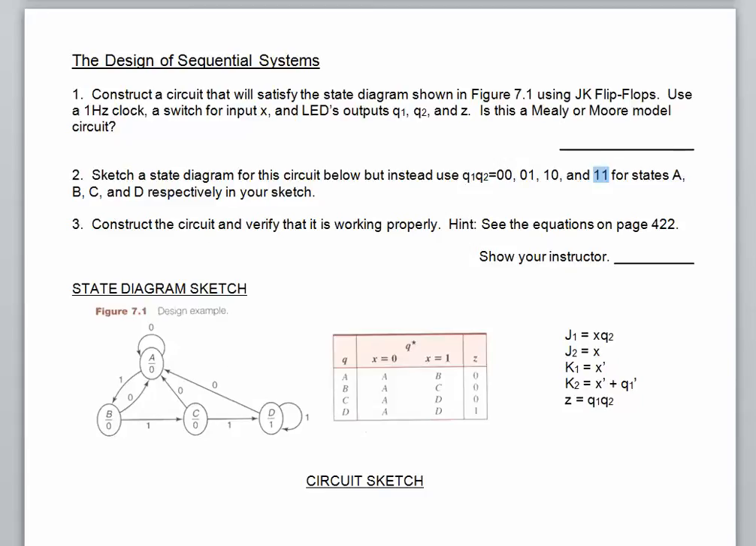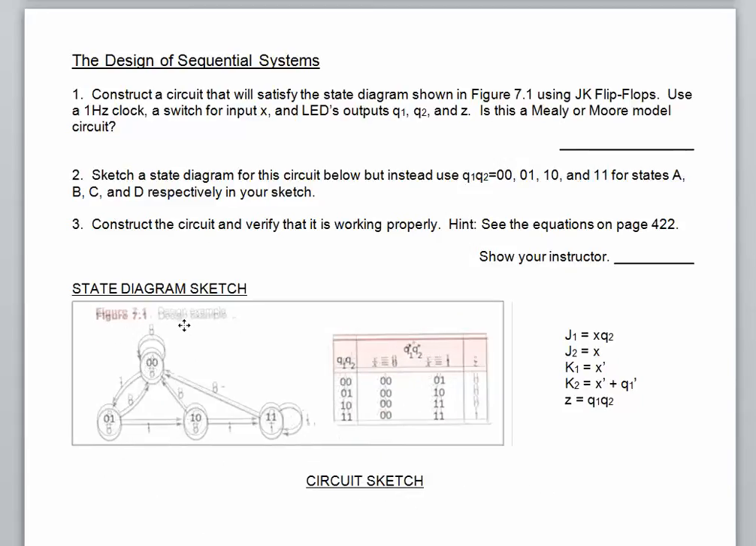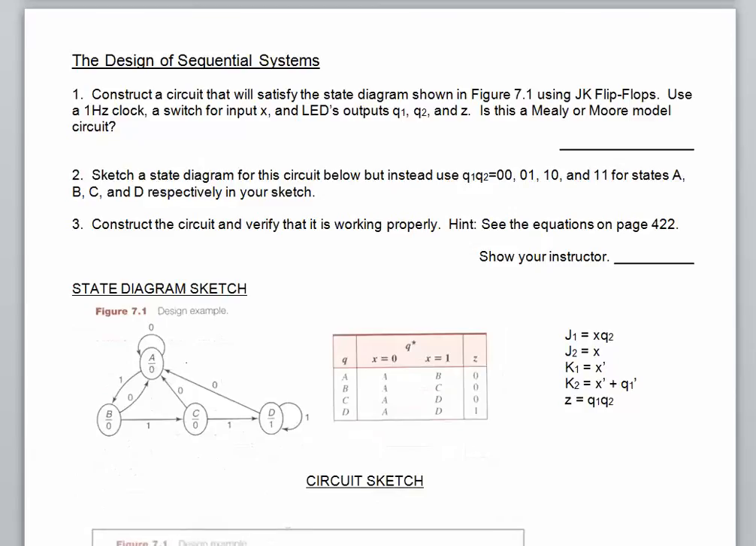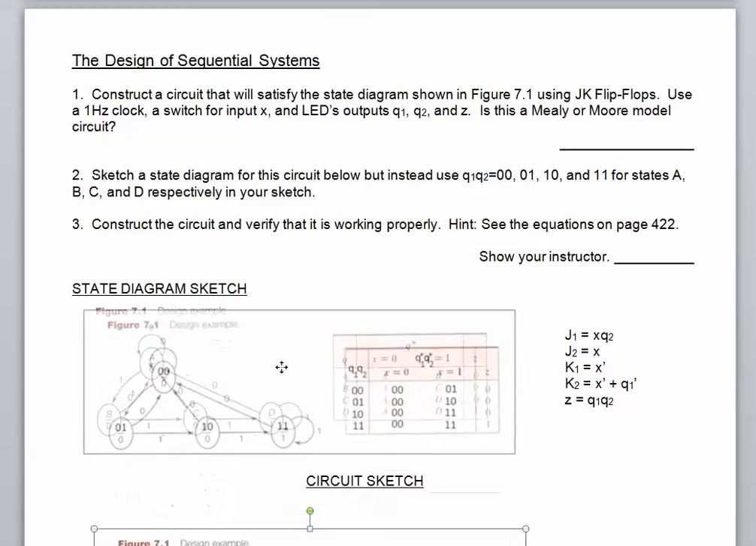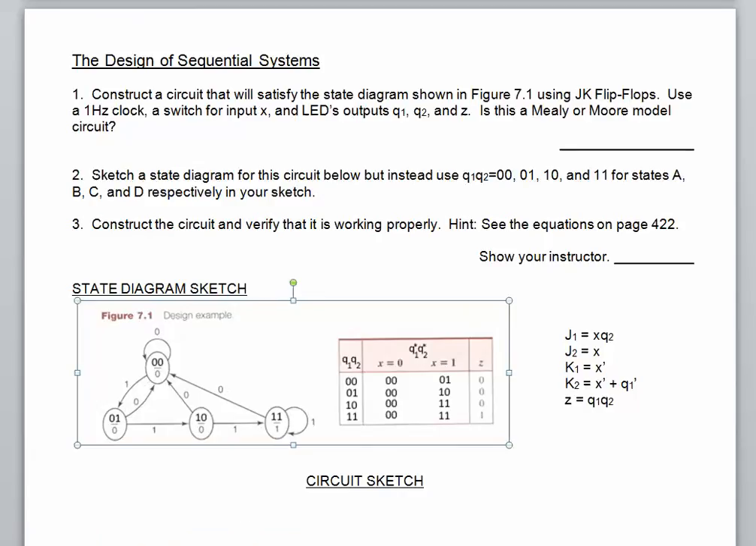C, and D. Now I've already gone into my image processor and replaced everywhere where it said A, B, C, and D with those corresponding numbers that you see here. So this might help you visualize it, and it's certainly going to help you test your circuit, because now we see the values of Q1 and Q2 in the state, and we can see that as displayed on 2 LEDs for Q1 and Q2, and the output Z, which is here in the circle. So that helps you visualize the circuit.